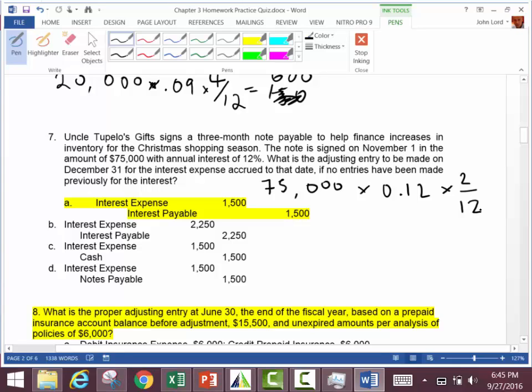Okay, and you multiply that by what? By the 2/12, all of November, all of December, right? Okay, good. Did that give you the 1,500? Okay.